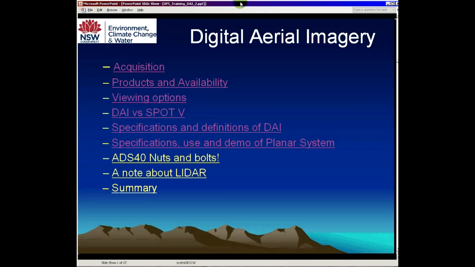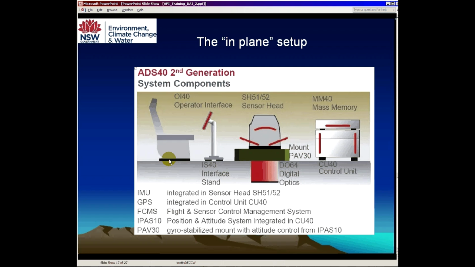Okay, let's move on to some ADS 40 nuts and bolts, shall we? This is a bit of detail about the sensor that may put it into context for you. The sensor is a fairly substantial unit. These red lines in the image actually are big grab handles to lift the 200 or 300 kilos of unit into and out of the plane.